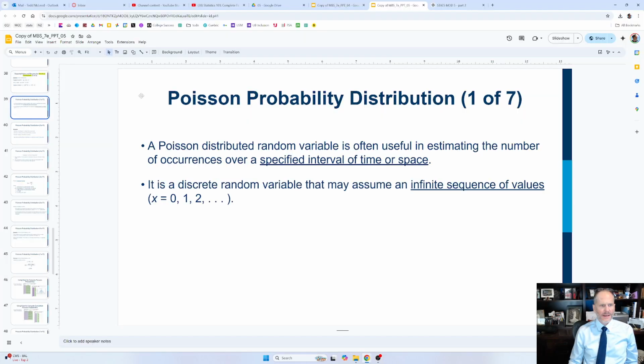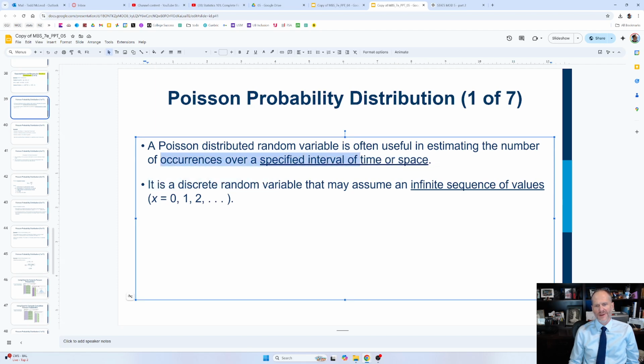All right, welcome back. Now we're going to talk about Poisson probability distribution. It's another probability distribution, and Poisson is for measuring things where you have a certain number of occurrences over a specified interval of time or space.